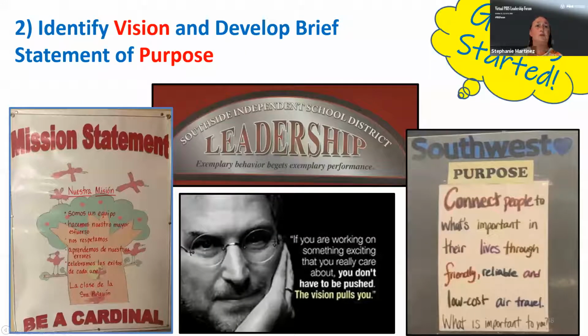So the first thing is we want to make sure that we have a vision for why we are doing this. A lot of times you might want to go back and look at your mission statement for your school. Think about why you want to do PBIS at your school. So here's a couple of examples, and you'll notice that it's brief and it's a statement of purpose for why we're doing it.